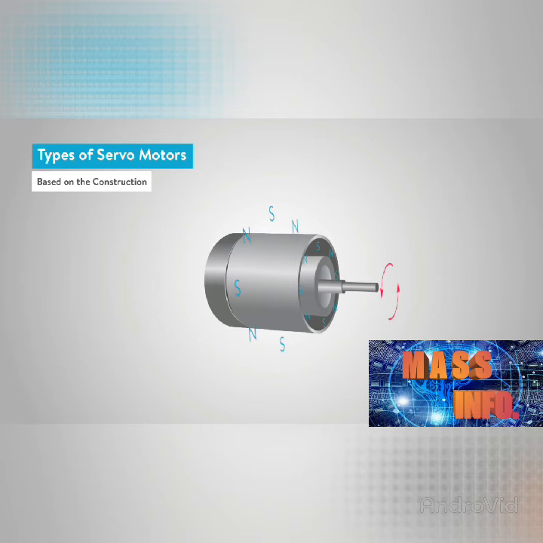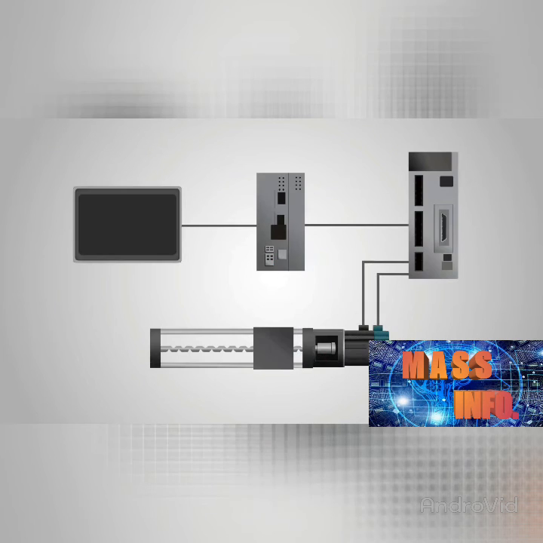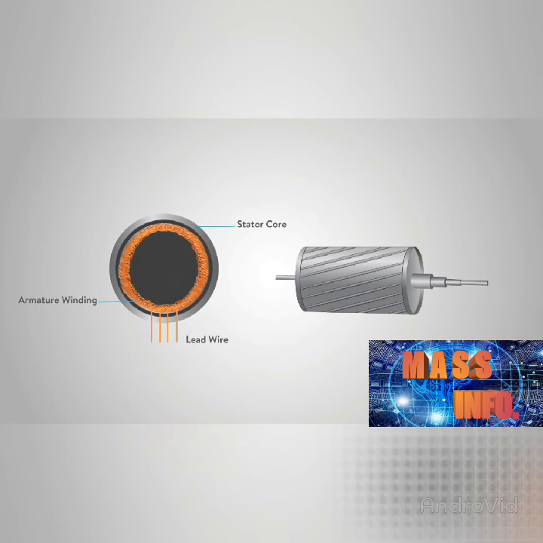These motors have higher efficiency due to the absence of rotor current. When the position of the rotor with respect to the stator is required, an encoder is placed on the rotor and provides feedback to the servo motor controller. The asynchronous or induction AC servo motor stator consists of stator core, armature winding, and lead wire, and the rotor consists of shaft and the rotor core winding.